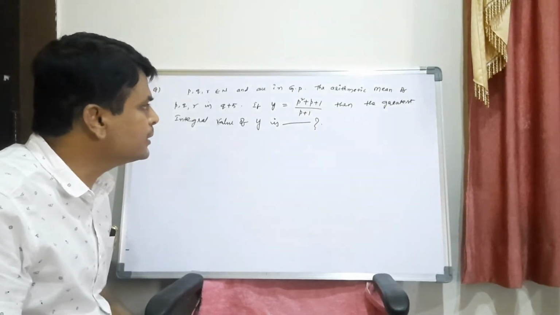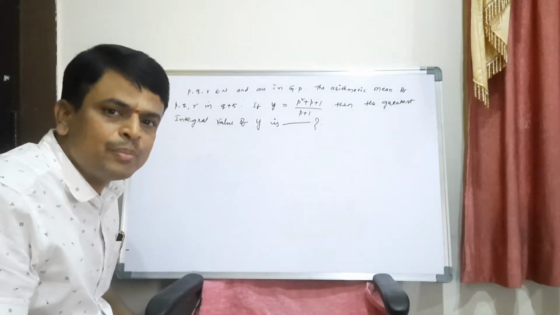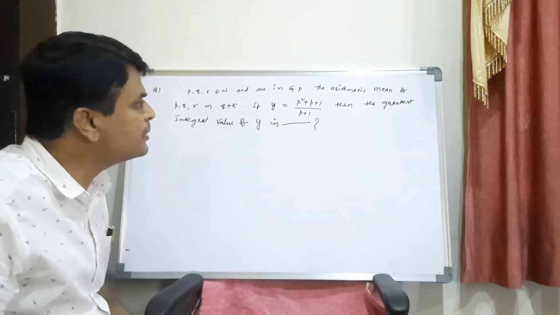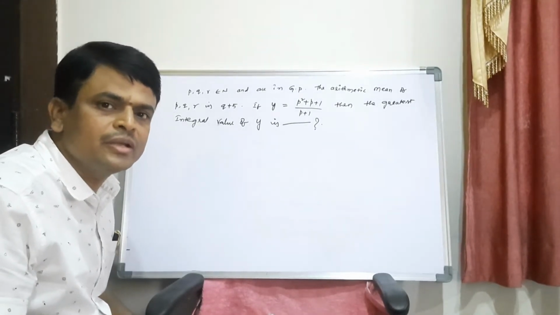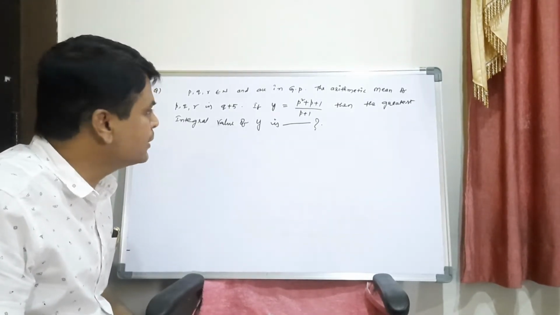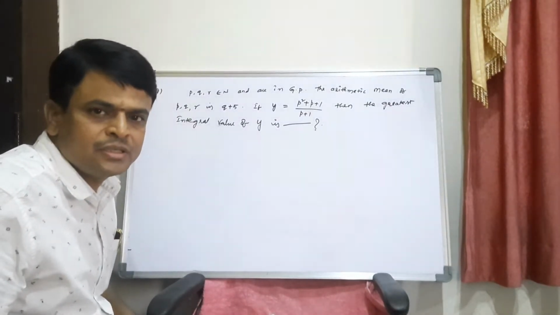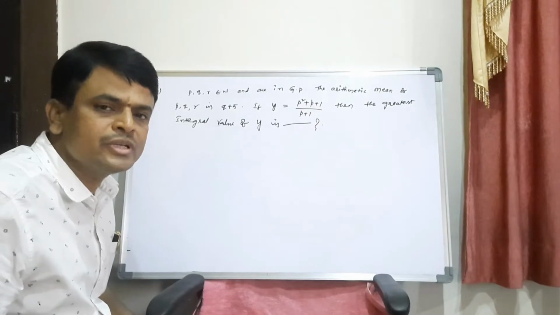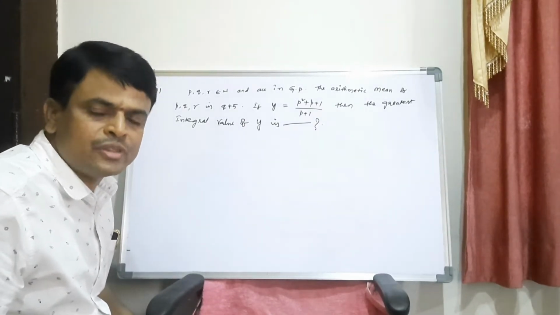And here Y is a variable related with P, given as Y is equal to (P square plus P plus 1) divided by (P plus 1). Then the greatest integral value of Y is dash. This is a very good question. So how are we going to solve this? Now I am going to discuss it with you.